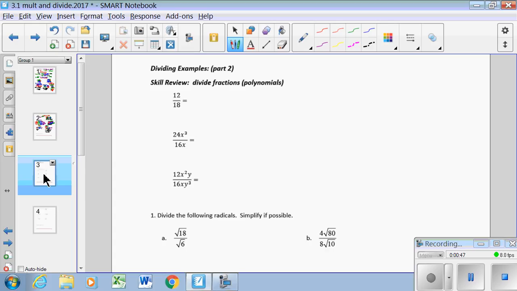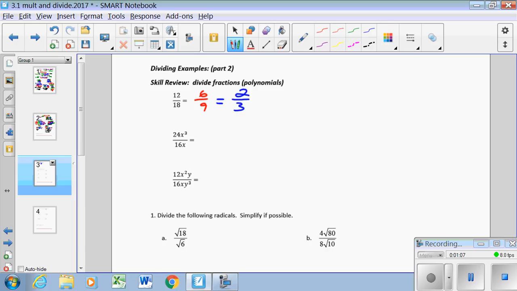So I see 12 and 18. I might divide those both by 6 to begin with. Not divide by 6, sorry. Divide them both by 2. 12 divided by 2 is 6, 18 divided by 2 is 9. Now I recognize that both these numbers divide by 3, so I divide them by 3 and get 2 and get 3. So 2/3 is your best answer.